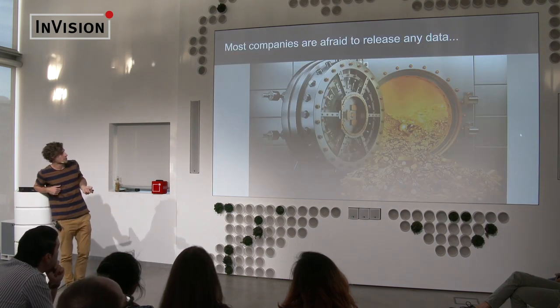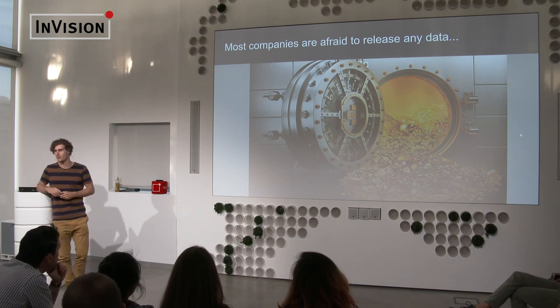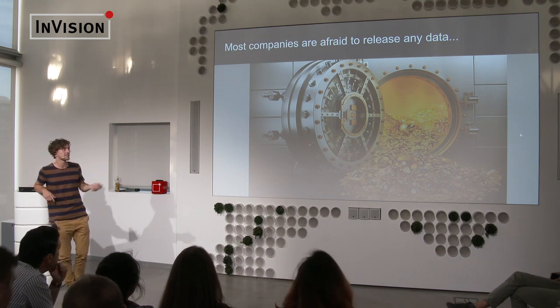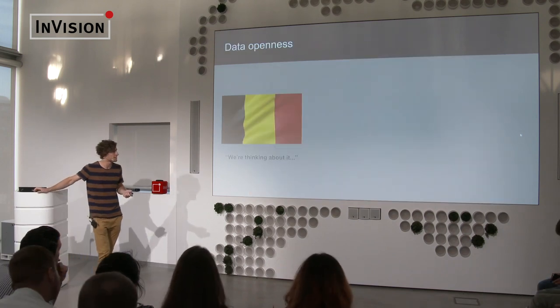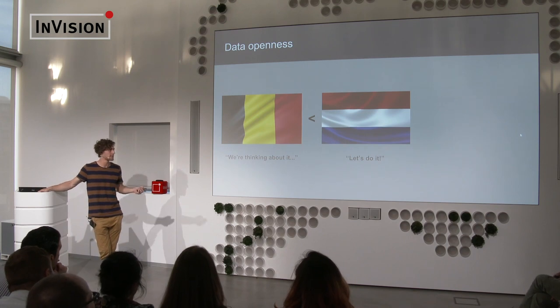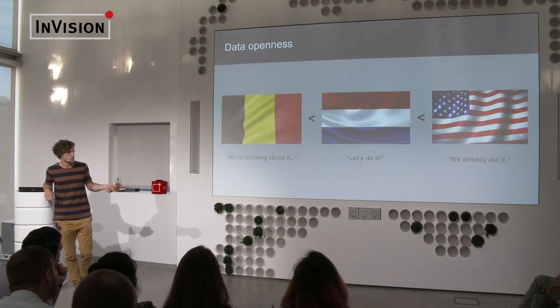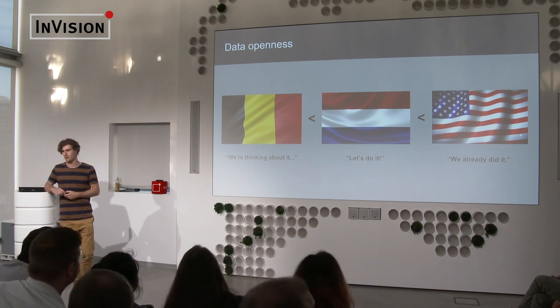I'm going to go a little bit faster because I see we're almost at the end of the hour, and I still want to have a little bit of time for Q&A. But what I see is that a lot of companies are afraid to release their data. In Belgium, it's the worst of all, really. Belgium is really bad. There's a lot of other countries where people are ready for it, and in the United States, they already did it, right?